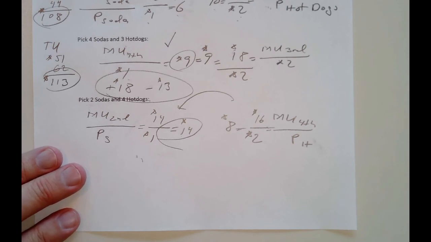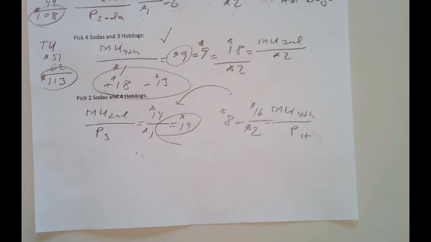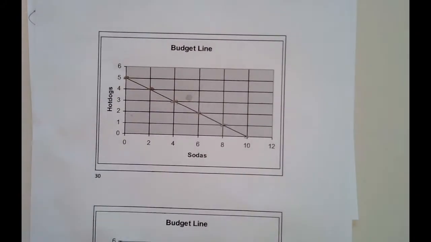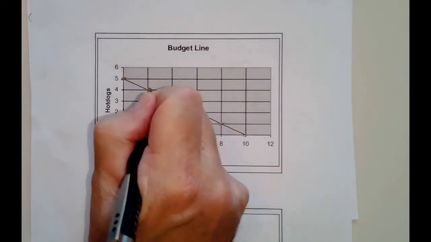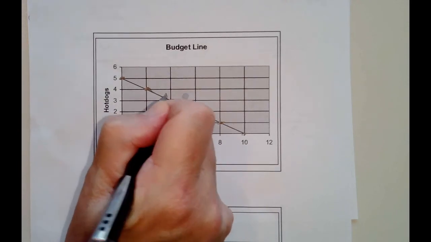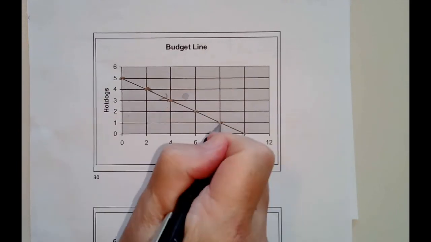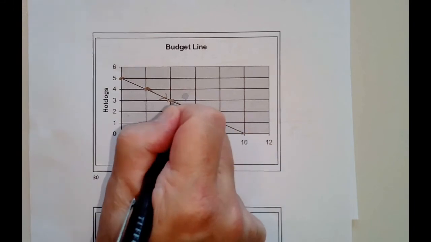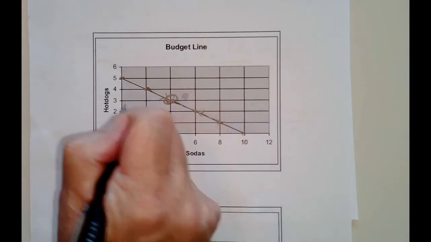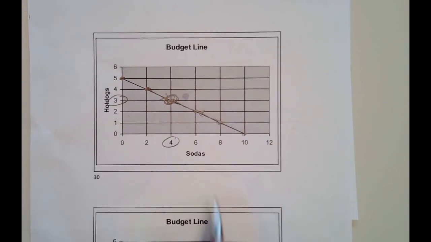Again, no matter what combination you start at on your frontier, if I start up here, we had 4 hot dogs and 2 sodas, we'd be moving down here. If I started down there, we'd be moving up there, and all the way up here, and that would be my best combination of 3 hot dogs and 4 sodas. And that'll be the best point on our budget line.